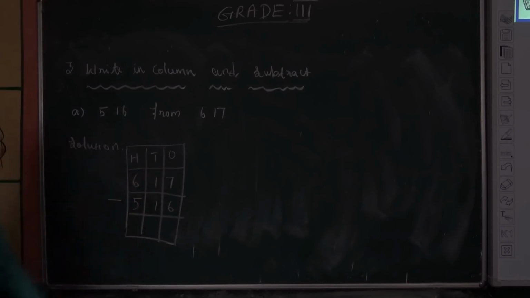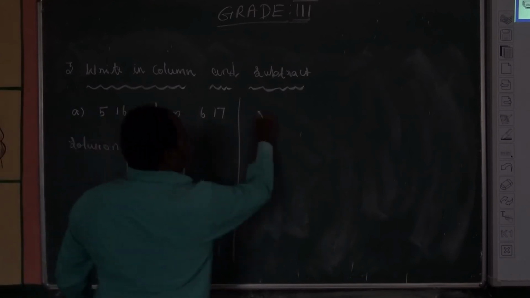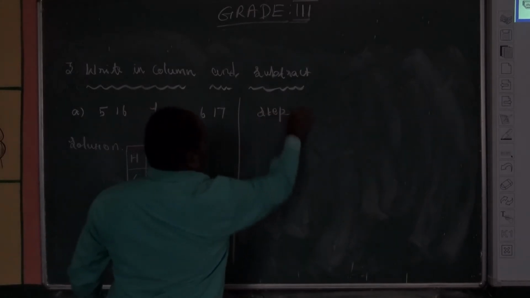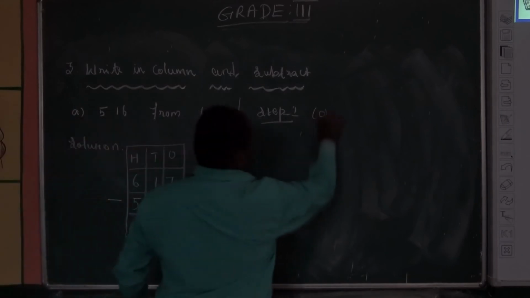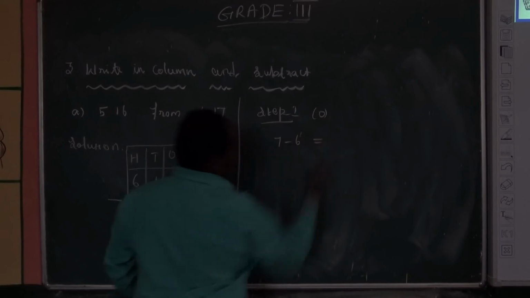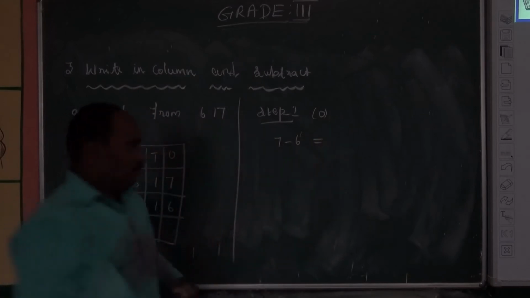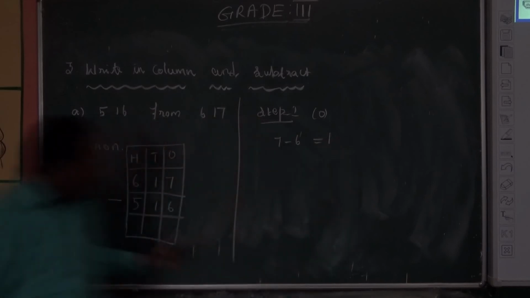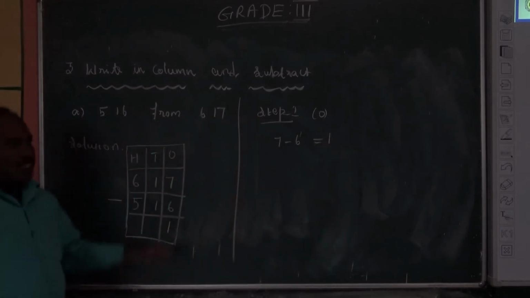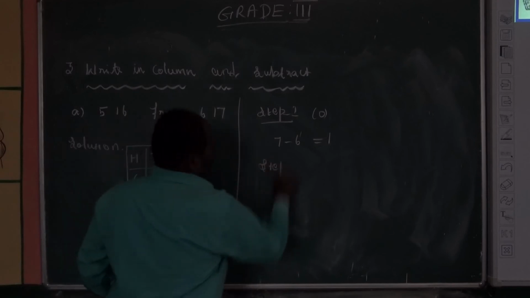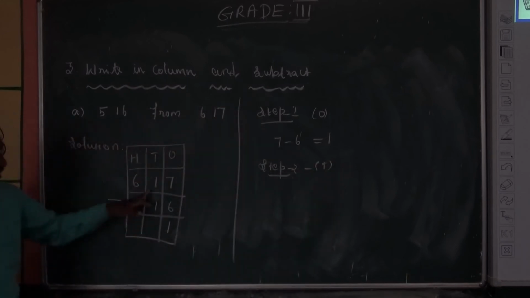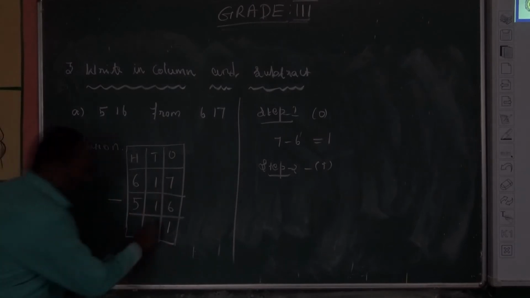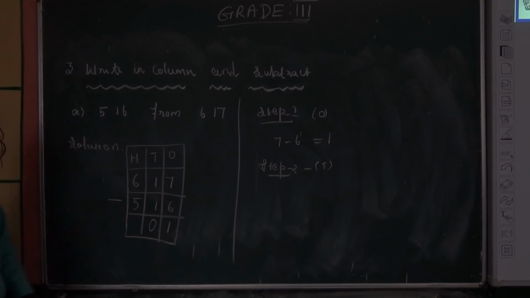First we subtract the ones place. Step 1. Here our ones place is 7 minus 6, which is equal to 1. So the number 1 we write in the ones place. Next we go to the tens place. We subtract the tens place. Our tens place value is 1 minus 1, which is equal to 0 because both are equal.